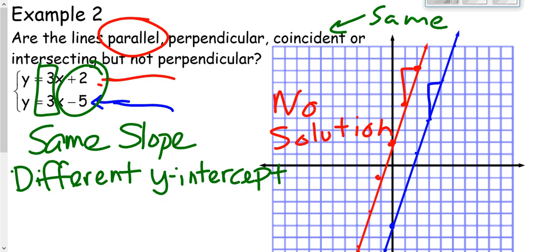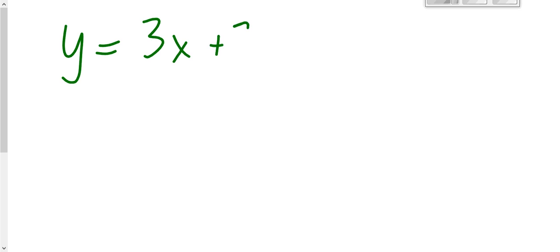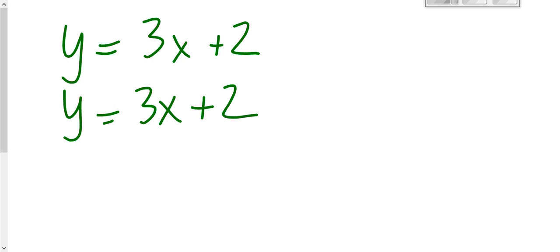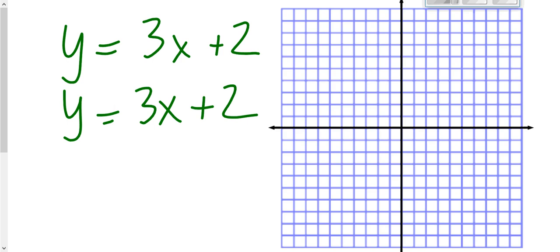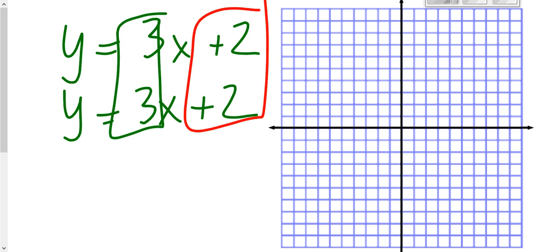If you have the same y-intercept, check out what happens. So let's say we have y equals 3x plus 2, and y equals 3x plus 2, okay? Now, right away, you can already tell these are the exact same line, right? I have the same slope, and I have the same y-intercept.